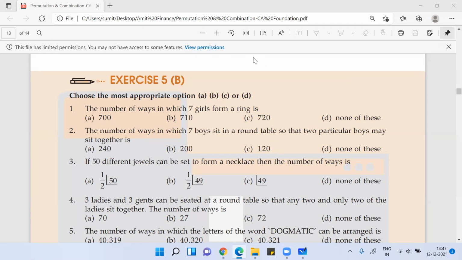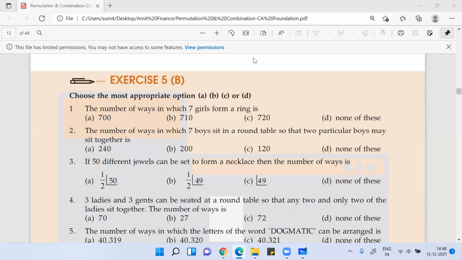So the answer for this fourth one, the number of ways this is possible, with two ladies always sitting together. Okay, round table. Sorry, so they give a round table. 1, 2, 3, 4, 5. So that would be 4 factorial into 2 factorial. So you will get the answer 72.